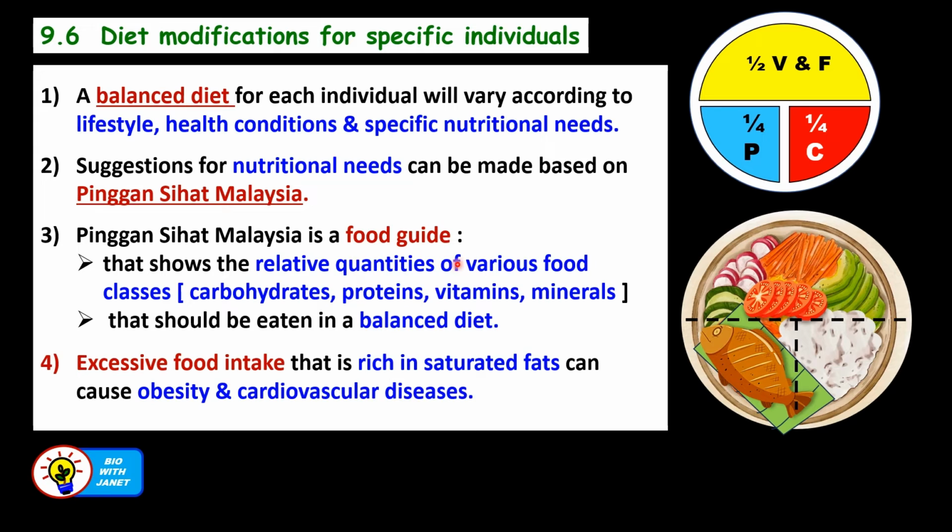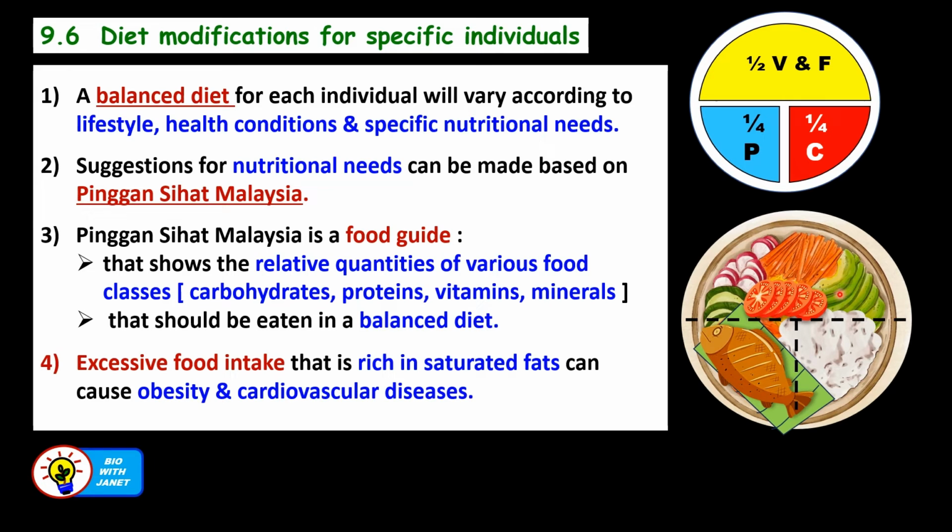What is Pinggan Sihat Malaysia? It is a visual food guide that shows the relative quantities of the various food classes, like carbohydrates, proteins, vitamins and minerals, on the plate that we're eating. All this should be eaten as part of a balanced diet. So for breakfast, lunch, and dinner, we must make sure that our plate resembles the one shown here. A quarter of it should be filled with carbohydrates, a quarter with protein, and half of the plate with vegetables and fruits.